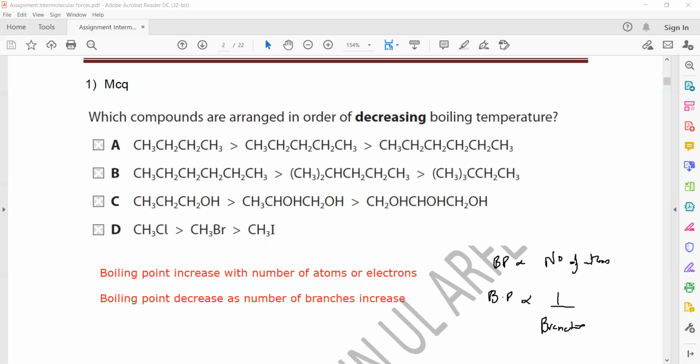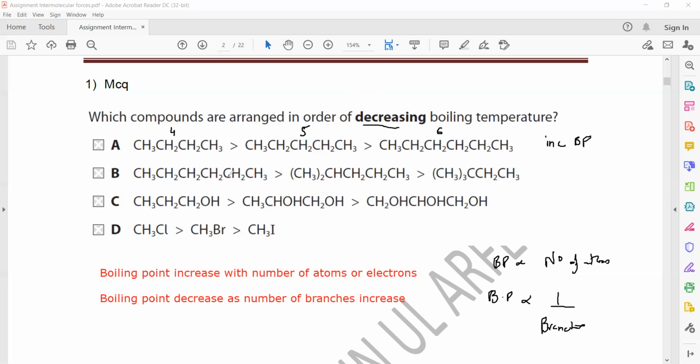For this comparison, we have to check the number of atoms. Here we have 4 carbon atoms, 5 carbon atoms, and 6 carbon atoms. In the question, they are asking which compounds are arranged in order of decreasing boiling point. Here the number of atoms is increasing, so this is an arrangement in terms of increasing boiling point. The first one will have a lower boiling point than the second, and the second will have a lower boiling point than the third one.